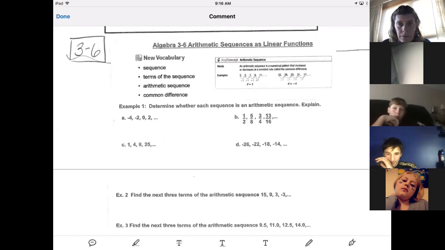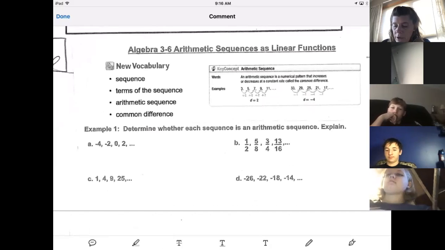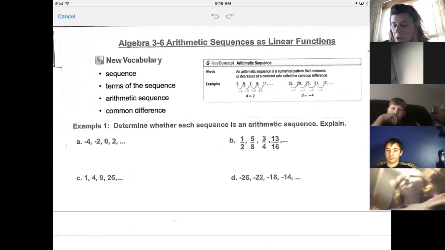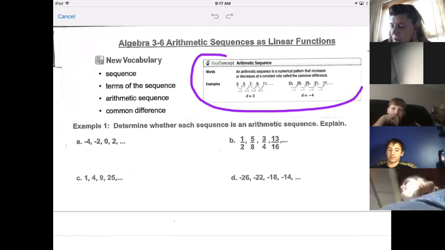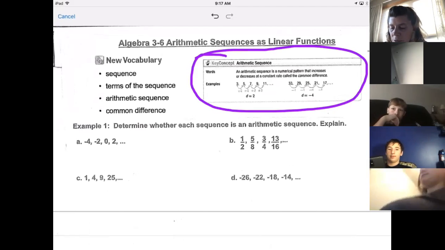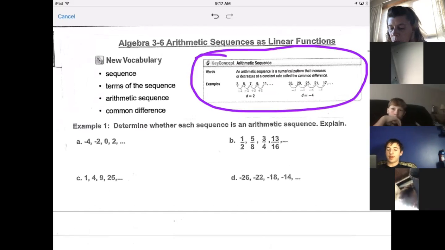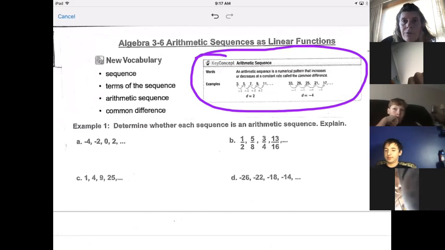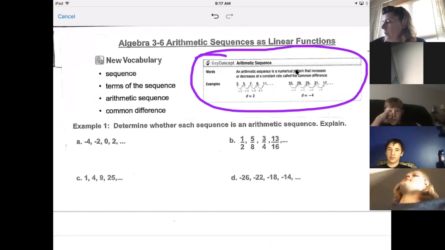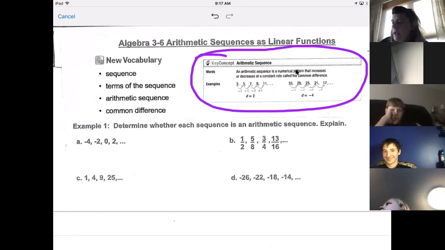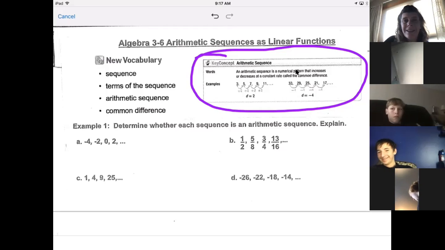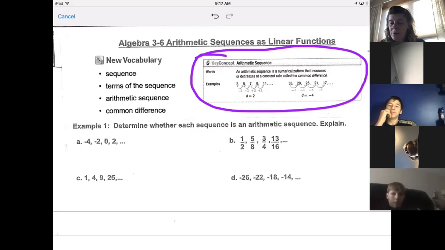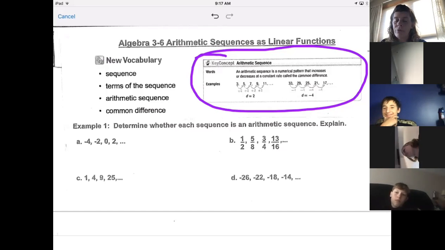So I'm gonna zoom in here a little bit, and we're going to look at this arithmetic sequence concept over here. An arithmetic sequence is a numerical pattern that increases or decreases at a constant rate called the common difference. Basically, we have a pattern of numbers, and to get from one term to the next term, we have to add or subtract the same value over and over and over again.